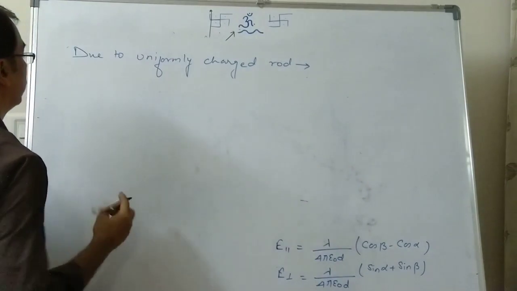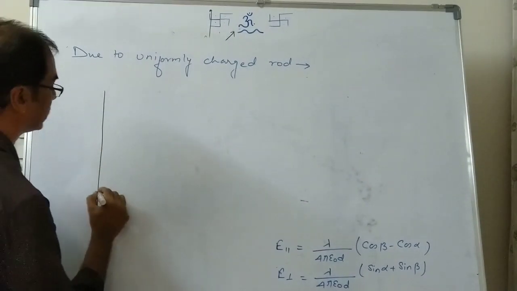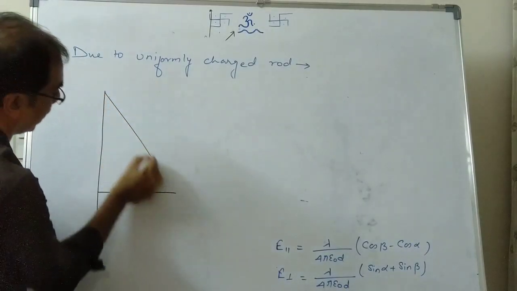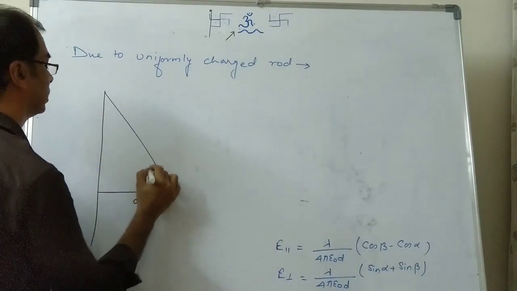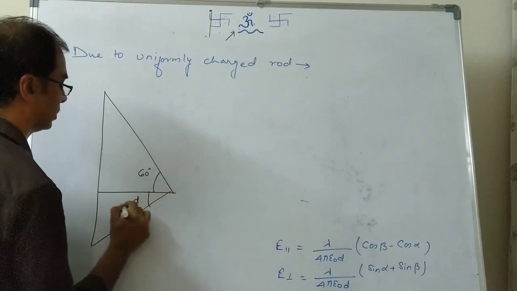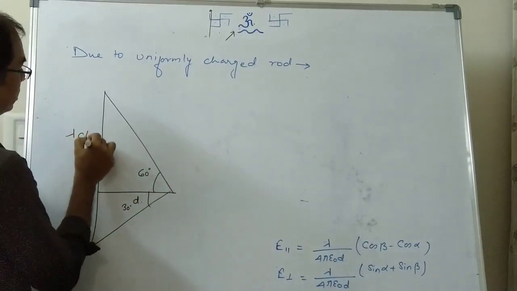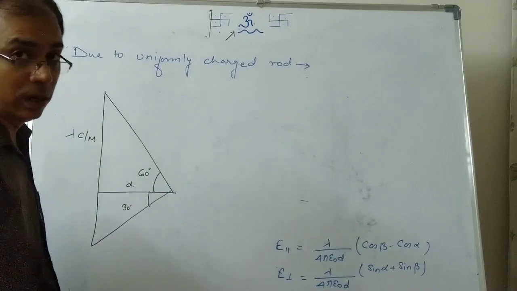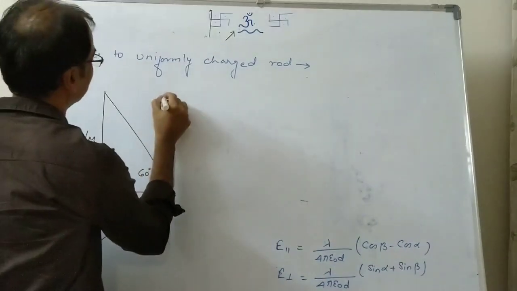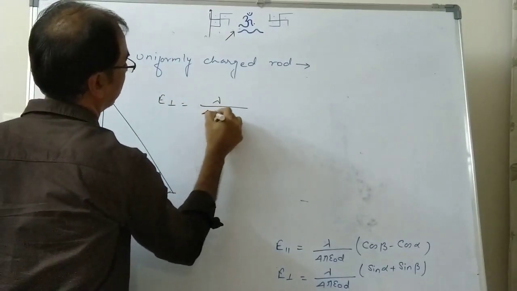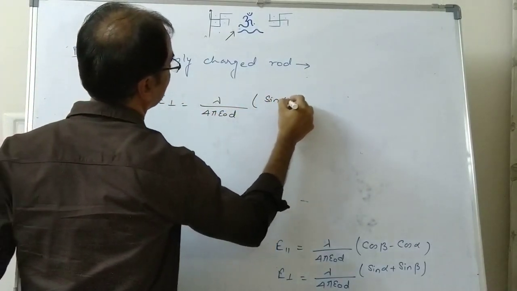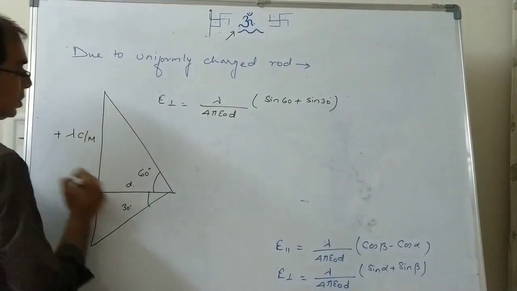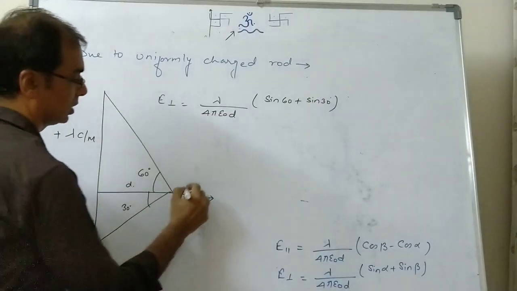Furthermore, what we can do, suppose it's like this. This is B only. Okay, and this angle, let's say 60 degrees, and this angle here is 30 degrees. This is lambda coulomb per meter, and this is B. Right, we want to find E perpendicular and E parallel. E perpendicular, very easy: lambda by 4 pi epsilon naught D, sine 60 plus sine 30, we know the values. Which direction? Again positive. So direction is this. Right? This is E perpendicular.